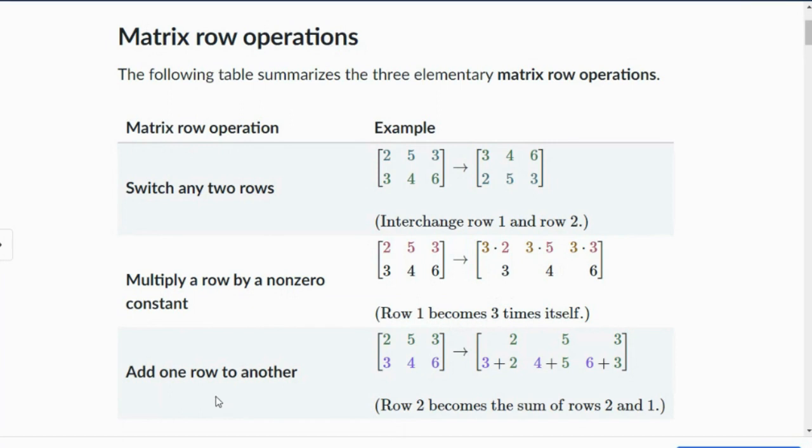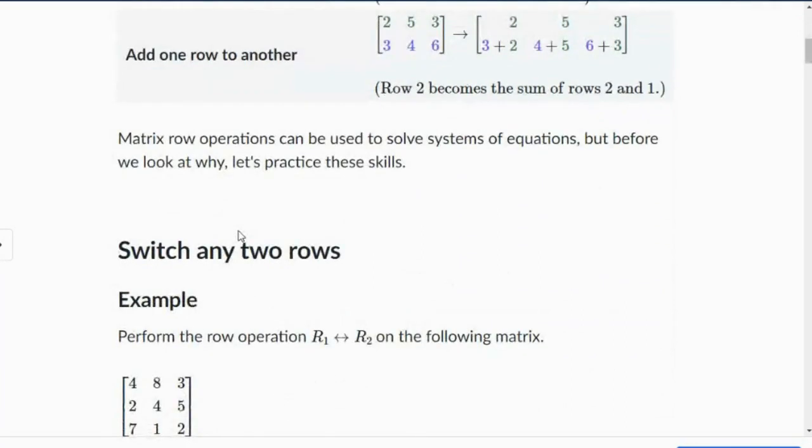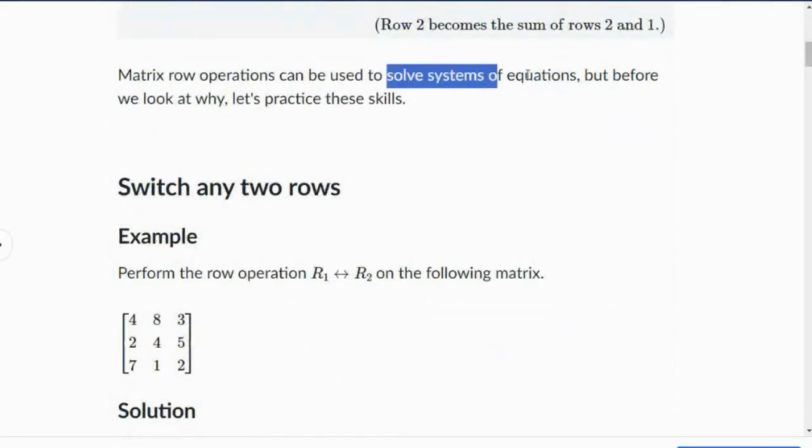Another thing we could do is we could add 2 rows together. Row 1 stays the same, 2, 5, 3, but the second row becomes the total of rows 1 and 2. So instead of 3, 4, 6, we're going to take 2 plus 3, make that 5, 5 plus 4, and make that 9, and 3 plus 6, make that 9. So that's the three things that we're going to be doing with matrices in this lesson. So these are used to solve systems of equations. But let's look at these. All right.